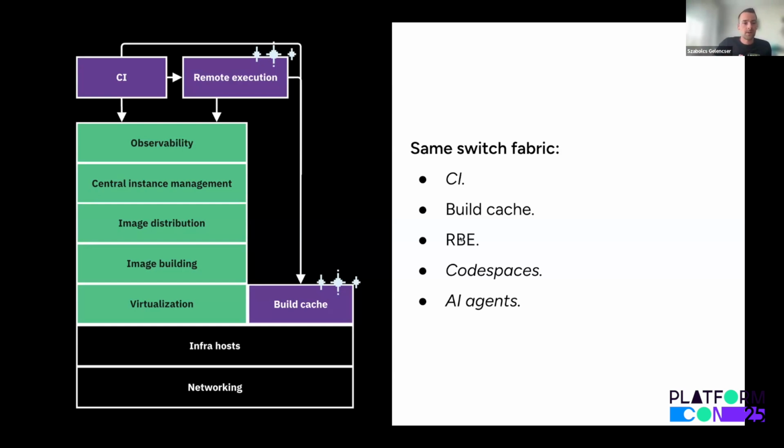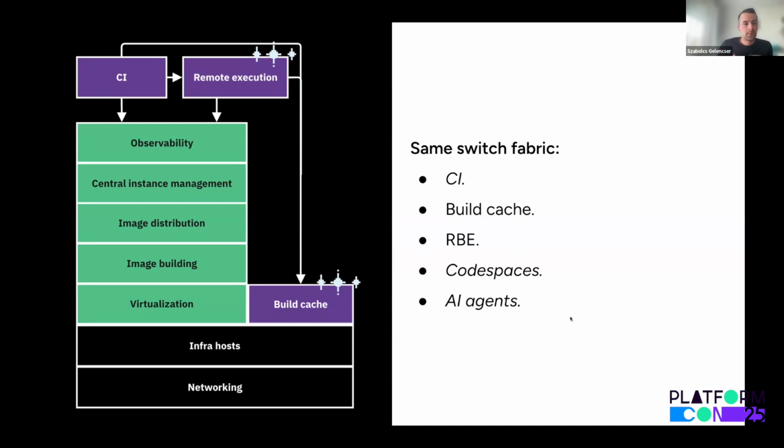And we use the same exact virtual machines that we talked about for both CI and RBE, same images, same tooling, same observability, same everything. And the build cache is also sitting on top of the same architecture. All of this on the same switch fabric, meaning it doesn't go out to the internet to access these. So the connection between them stays local inside the data center. And this way it can be as cheap as possible for you, as performant and as stable.